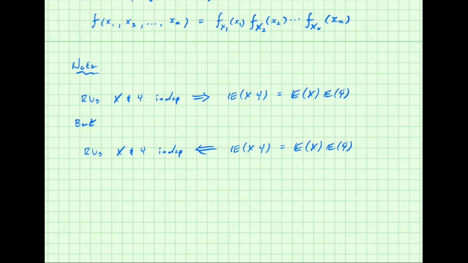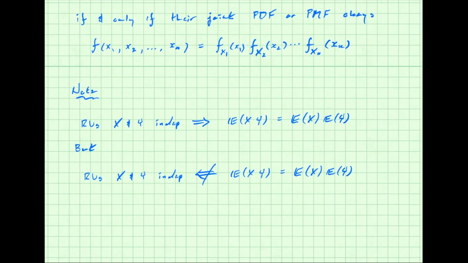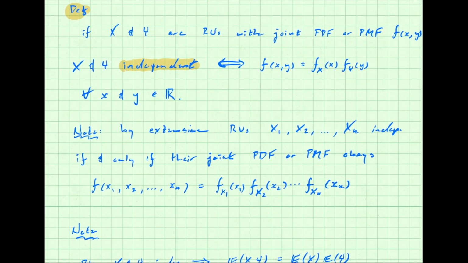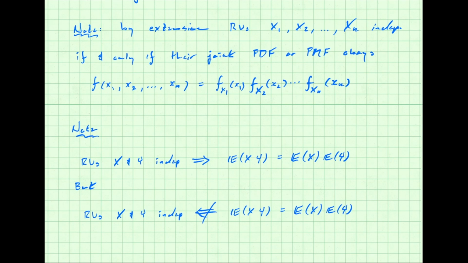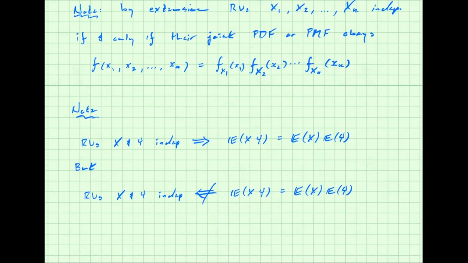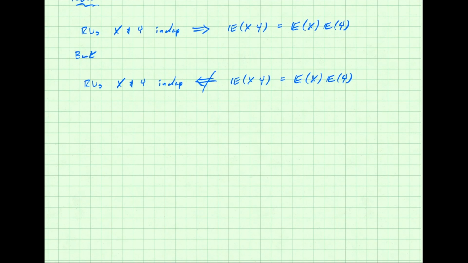It can be true, but having their expected values split like that does not guarantee that the two things are independent. This is different from the statement up here, where if the joint density function splits into the product of two marginal density functions, then x and y are independent. But it is not the case that if their expected values split in that same way, it guarantees they're independent. We'll see why that is. We'll do a little proof here. Really what we're trying to do is prove the first statement.